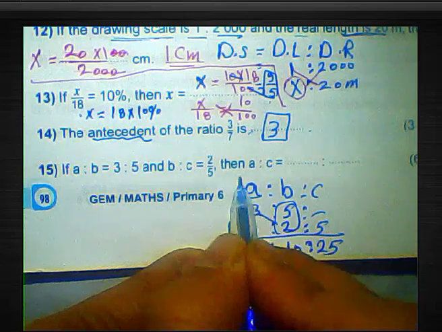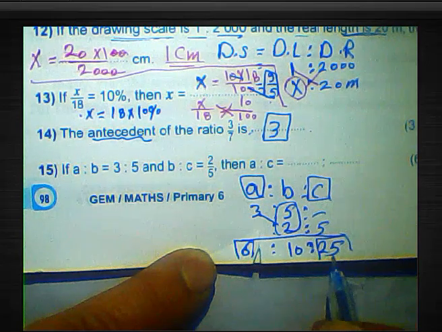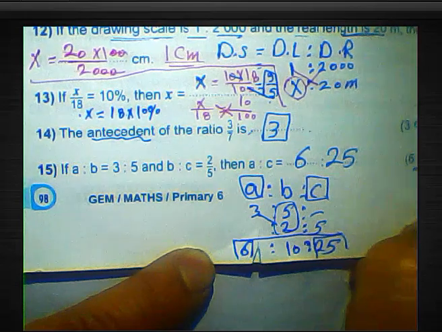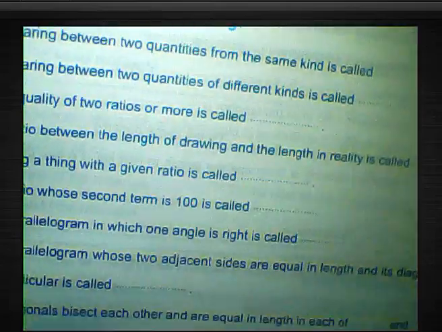He wants to find the ratio between a and c. So a will be 6 and c will be 25. We can write here 6 to 25. We must choose letter A here. Okay. Look at the next page here.